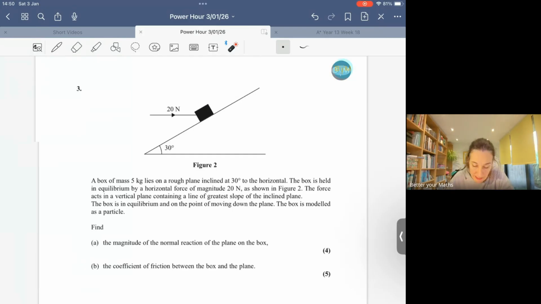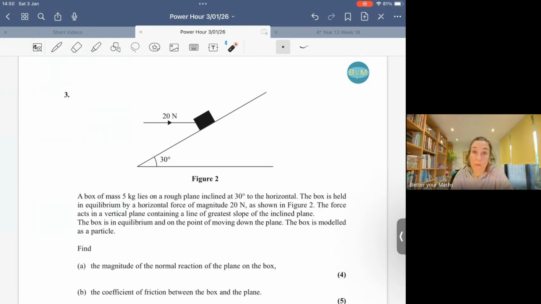So let's read the question. And it could be statics, so it could be that the particle is not moving, or it could be sliding down or going up. A box of mass 5 kilograms lies on a rough plane, so please highlight that. We are going to have friction. Inclined 30 degrees to the horizontal. The box is held in equilibrium by a horizontal force of magnitude 20 newtons, that you have in the sketch, and the box is in equilibrium and on the point of moving down the plane. So it's not moving, but it's about to move down, and that information is important. The box is modeled as a particle.